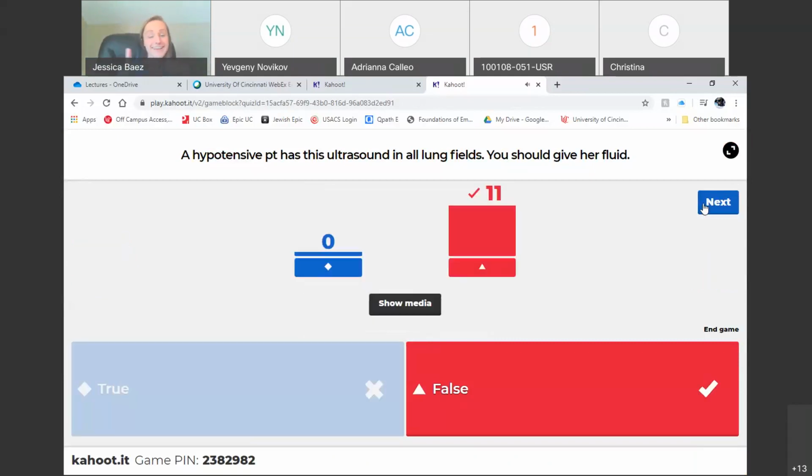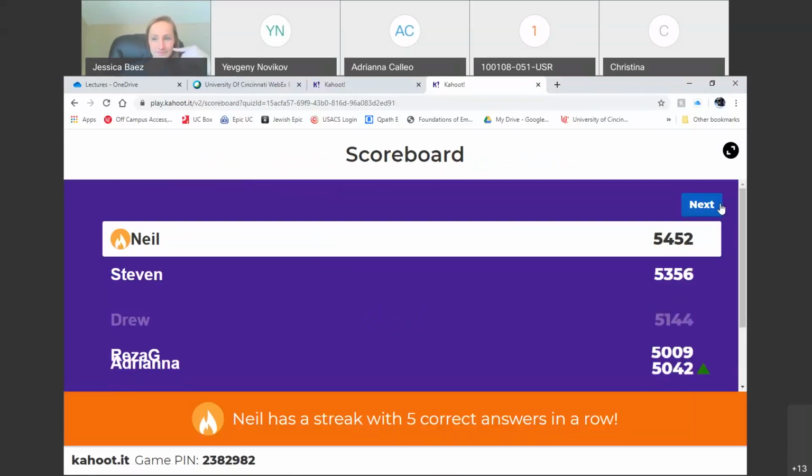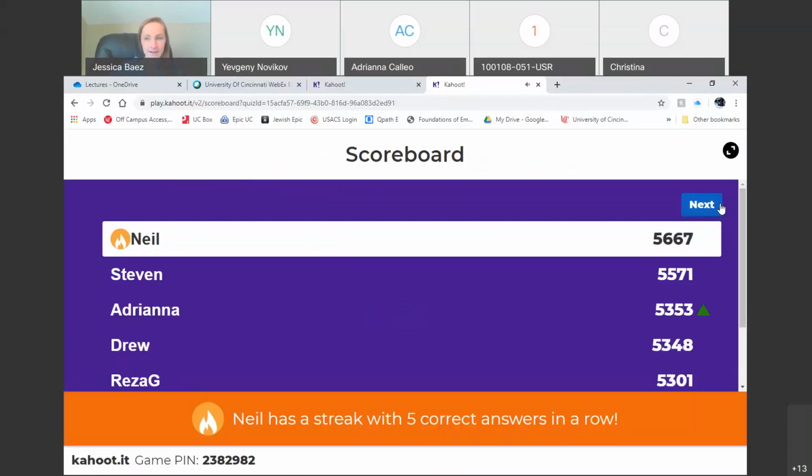Oh, well, it's a good question. There's triangles and diamonds, okay? If you can't see the colors. Nice, everyone got this one right. So that was a picture of also B lines. So if you have B lines diffusely, also again, pulmonary edema, probably should avoid fluids if you can. Neil is on fire.